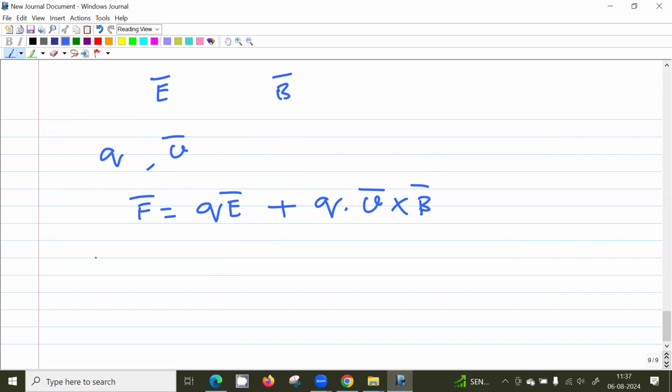But if we take some special cases, for example, say E is towards the right, and the initial velocity is also towards the right, and B is also towards the right. This is case one.